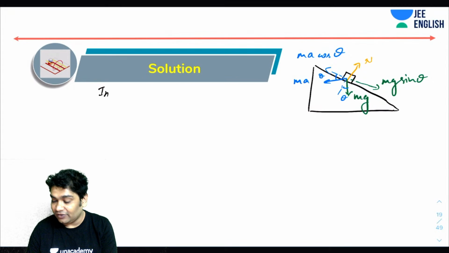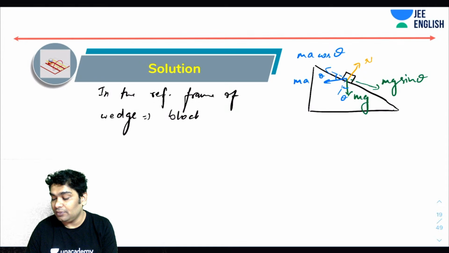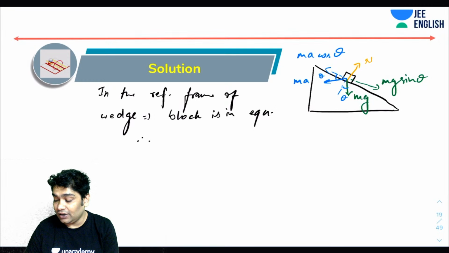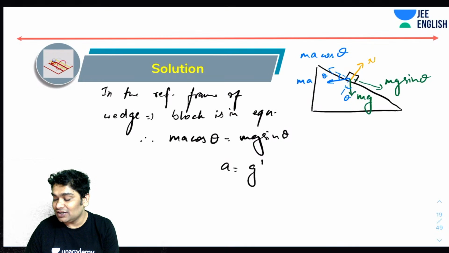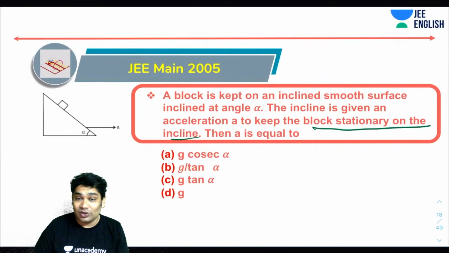So in the reference frame of the wedge, the block is in equilibrium. Therefore I know ma cos theta would be equal to mg sin theta, and therefore a equals g tan theta. So that is the way you could have solved this using the idea of pseudo force. And yes, Suraj, nicely done. g tan theta, C is the answer.